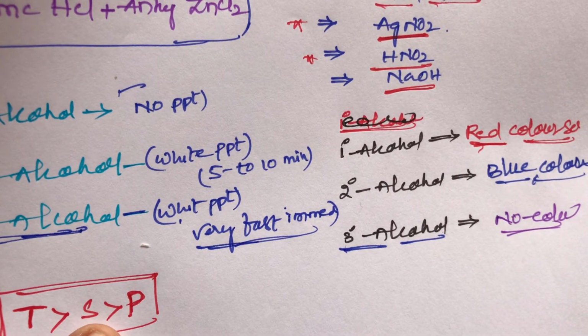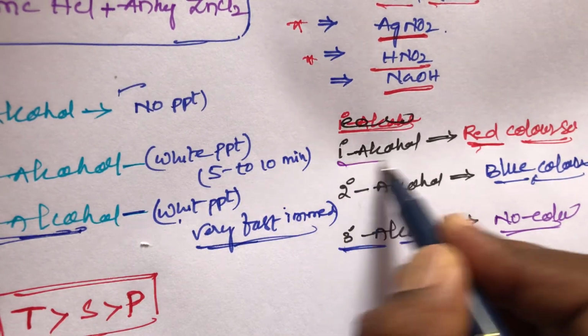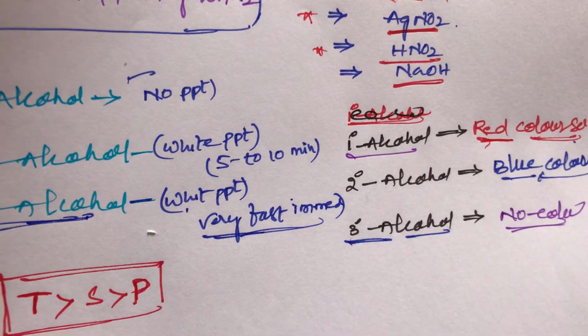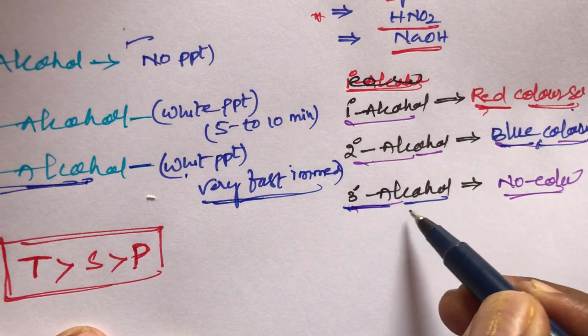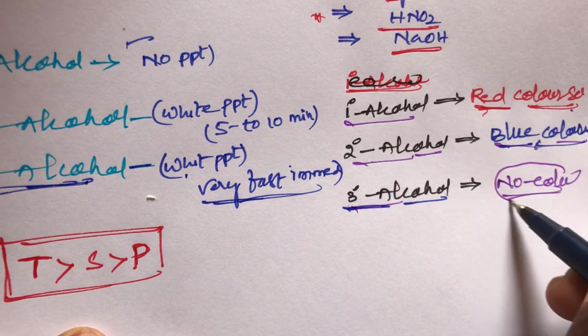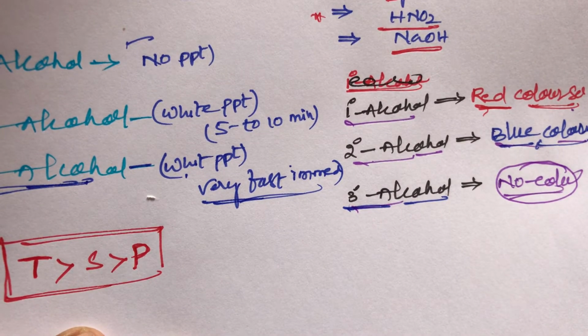So when primary alcohols, secondary alcohols, and tertiary alcohols react with Victor Meyer's reagent, primary alcohols are giving a red color solution, secondary alcohols are giving a blue color solution, but tertiary alcohols do not give any color. Tertiary alcohols react with Victor Meyer's reagents and do not give any color. This is very most important. So this is the test for alcohols.